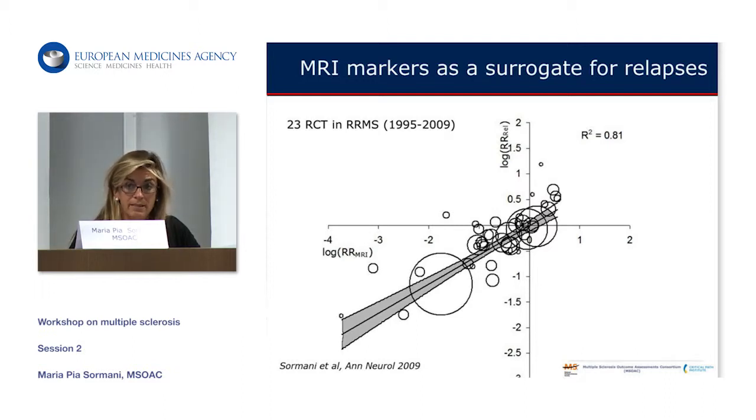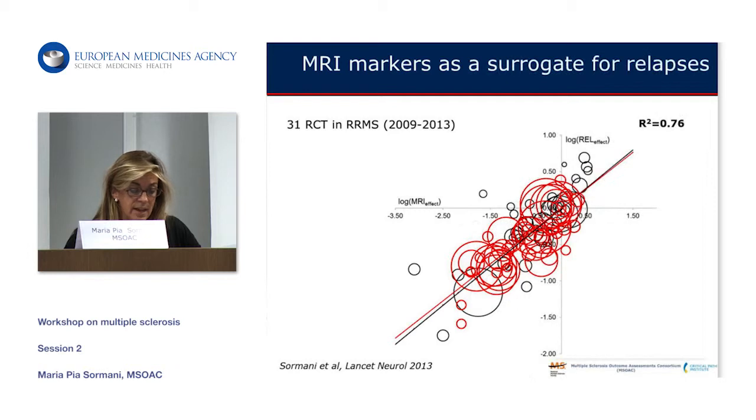the year of publication, and we correlated the effect detected on MRI lesions with the effect detected on relapses. As you can see, we found a very high level of correlation between the reduction seen on MRI lesions and the reduction seen on relapses. Following this analysis, many new clinical trials have been run between 2009 and now. So we replicated the analysis in order to try to validate the relationship previously found.